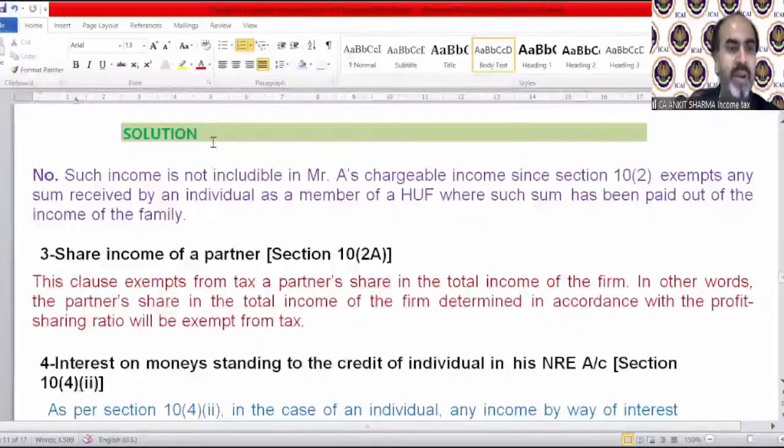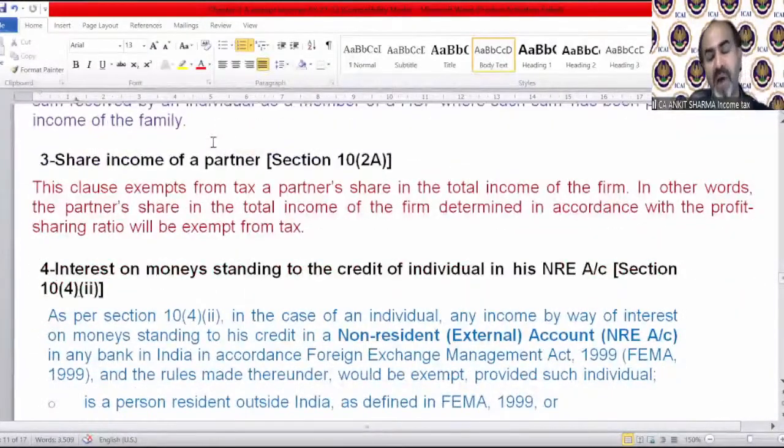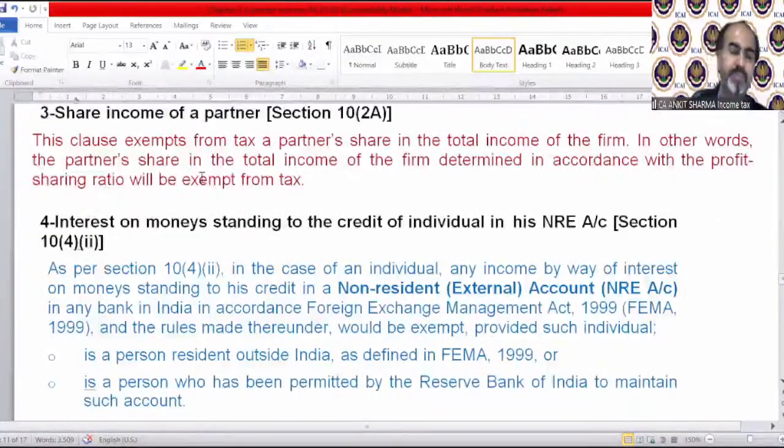Next is, this is an example. Of course, you can read it. Share of income of a partner. If you are a partner in a partnership firm and the partnership firm earns some profit, then the partnership firm needs to pay tax on it. And out of that income, if the partnership firm transfers its share of profit into the hands of the partner, that share of profit is also going to be exempted. The clause exempts from tax a partner's share in the total income of the firm. In other words, the partner's share in the total income of the firm, determined in accordance with the profit sharing ratio, will be exempt, of course.